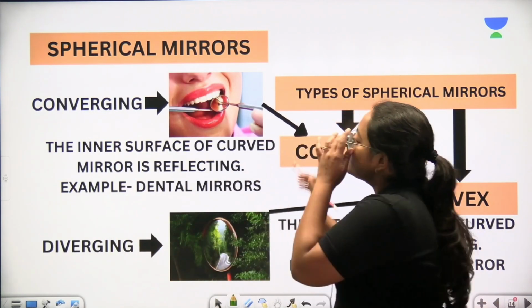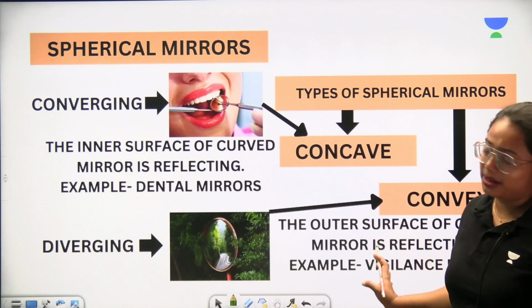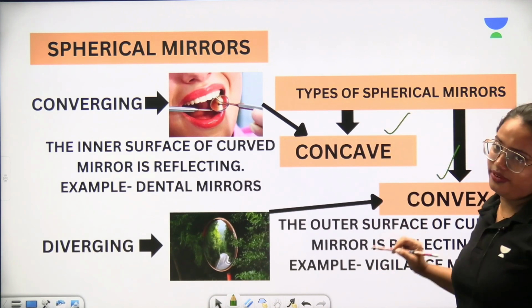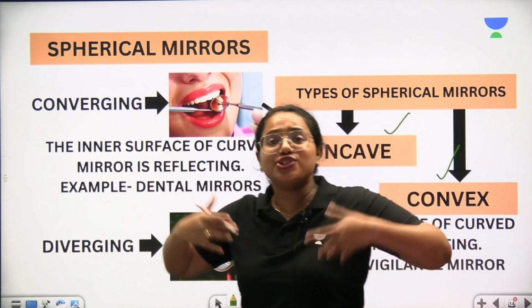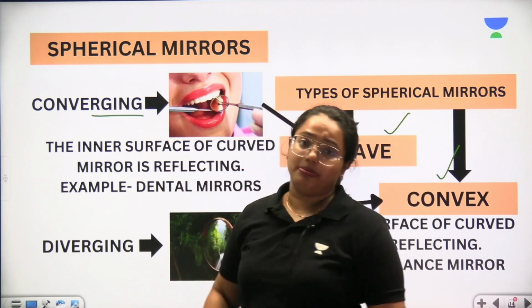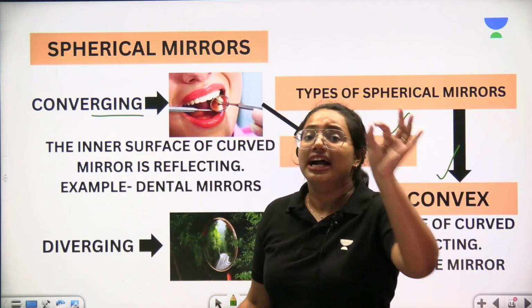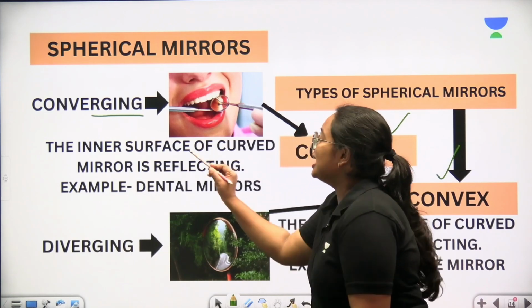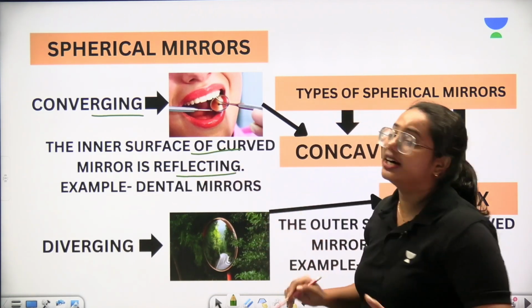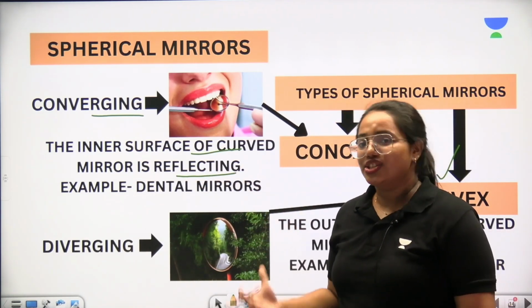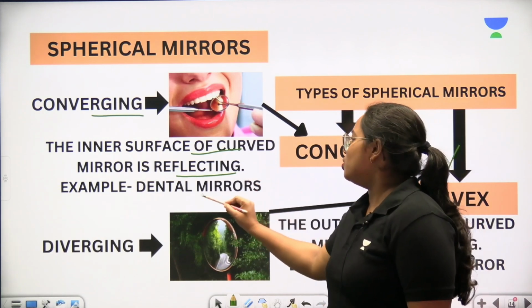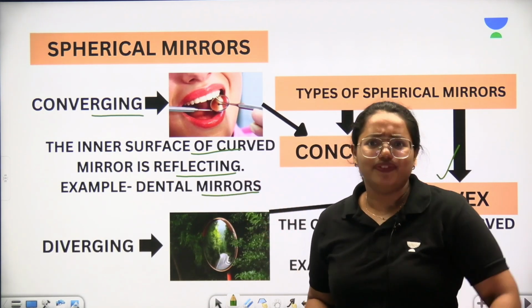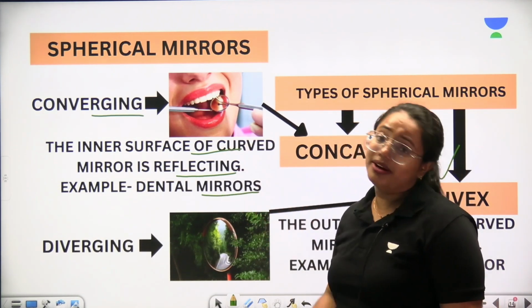Very important. So when you look at this, we have two types of spherical mirrors, concave and convex. So concave mirror is also known as converging mirror. Please don't get confused. Concave mirror is also known as converging mirror. The inner surface of the curved mirror is reflecting here. So that you can call it as a concave one. So where do we use this? We use it as dental mirrors.